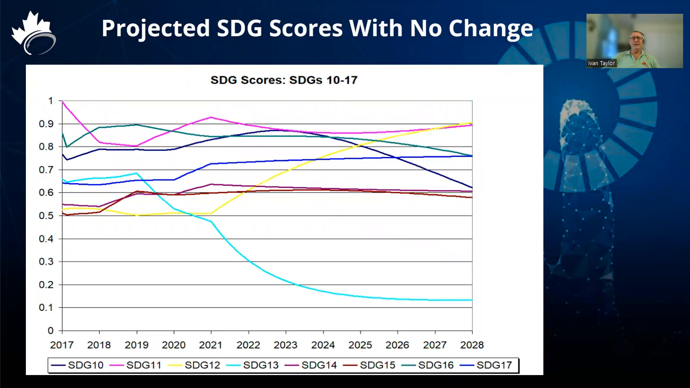And here we see the projections for the SDGs 10 to 17. And notice this turquoise line here shows a very low score for Canada in SDG 13, which is climate action. So Canada is scoring very poorly in that SDG.